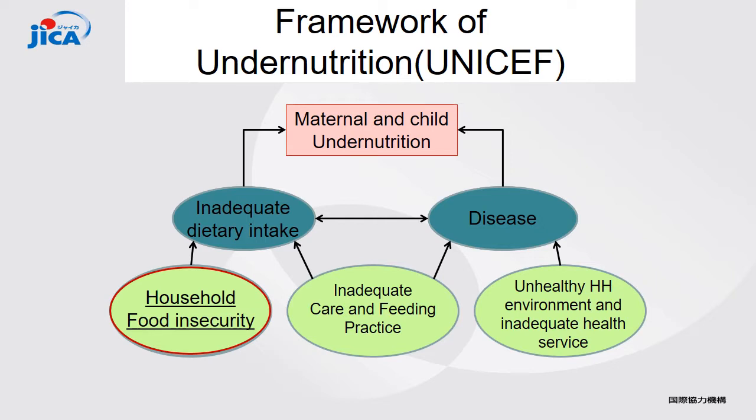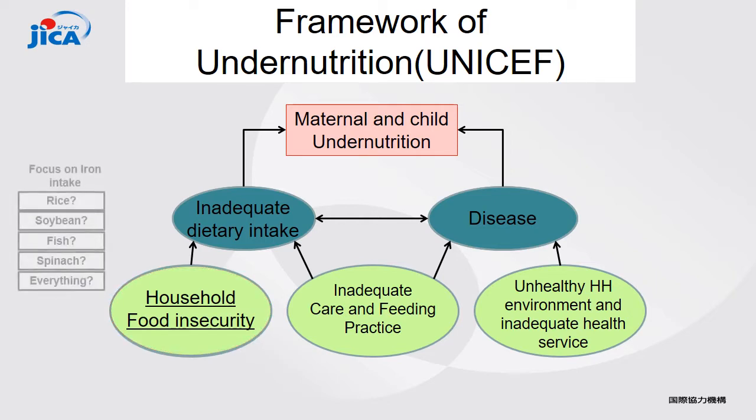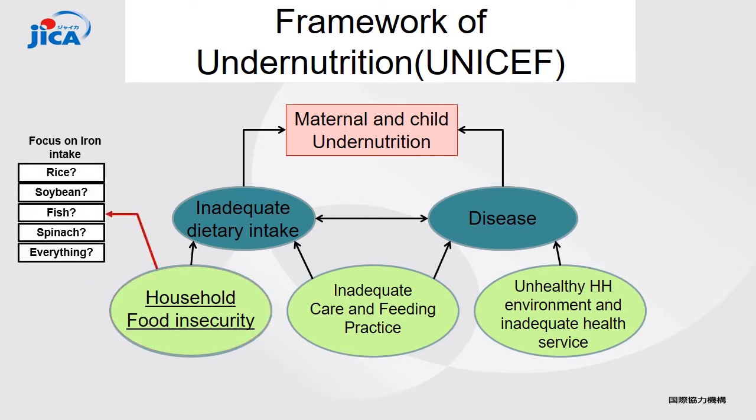However, there is one point which is not very clear. What commodity we should focus on to improve food security? Is it rice, soybean, fish, spinach, or everything? To answer this, we have to look at status of undernutrition more carefully.